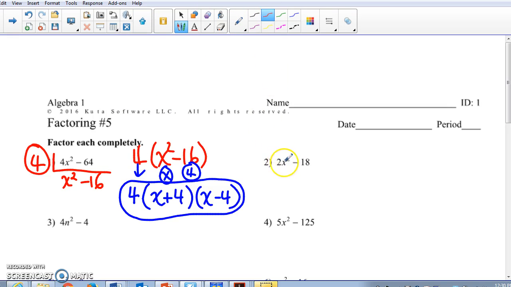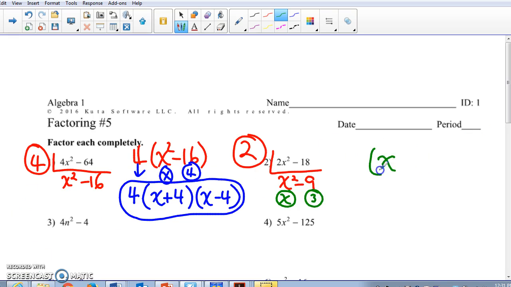Number 2. 2x squared minus 18. First thing that we need to check for is GCF. What is the GCF between these two? 2. So you're going to factor out 2. Then we have x squared minus 9. Is it a difference of perfect squares? Once you get that, then you have to find the square root of it. What's the square root of x squared? x. What's the square root of 9? 3. All we need to do is put one with plus, one with minus. We almost forgot about the GCF, so you've got to bring down 2.